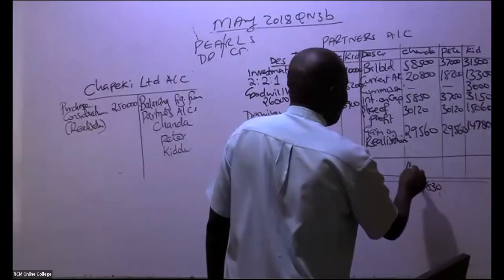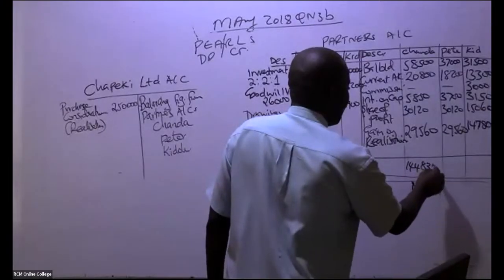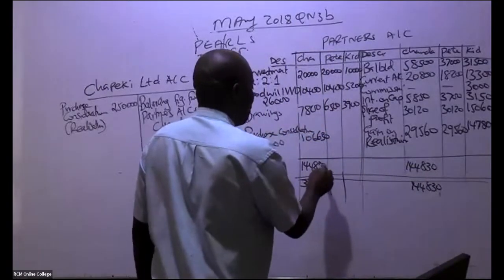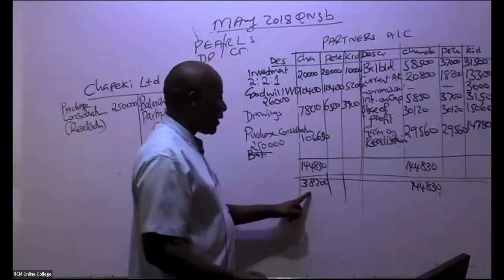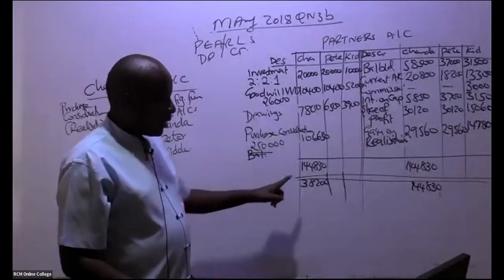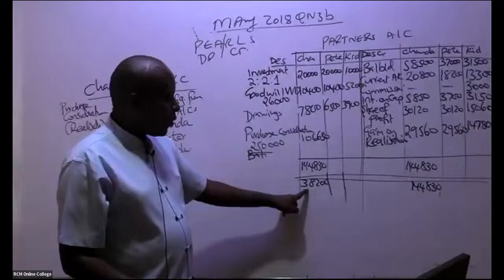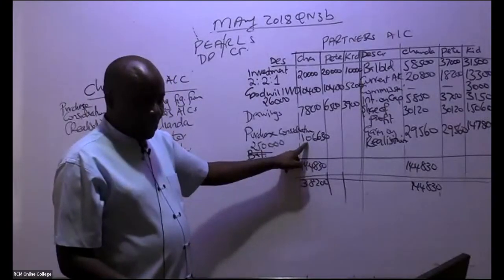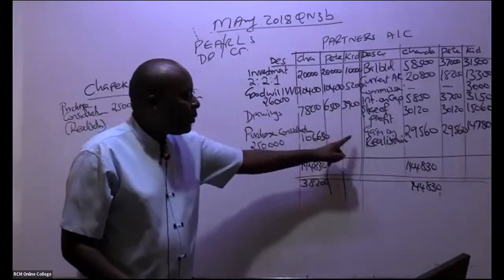So this $144,830 is bigger. So you subtract. You take this minus 38,200. Will we get this balancing figure? Yeah, thank you so much. So are you able to do the rest for me like that?